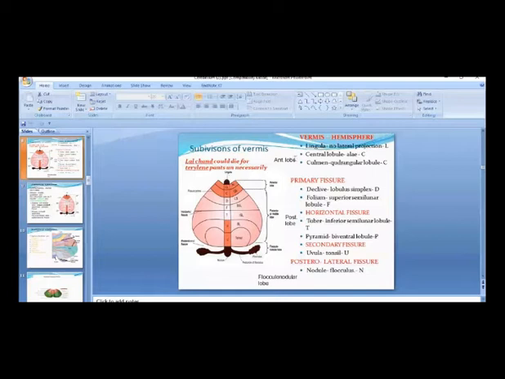L means lingula. After that, CL means central lobule. Then C means culmen. D means declive. After that, folium, tuber, pyramid, and uvula. Now, for lingula, look at here, there is no lateral extension. For central lobule, it is called ala. AL means ala. After culmen, you'll get quadrangular lobule. This is QL. And for declive, lobulus simplex. And for folium, superior semilunar lobule.